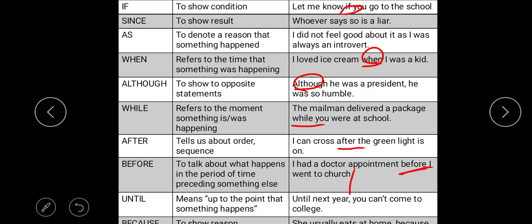And next comes because, the last one, to show reason. She usually eats at home because she is allergic to restaurants. I come to college every day because I like my students, right? You have plenty of examples and plenty of writings that use because to show reason. So that's where you use because.